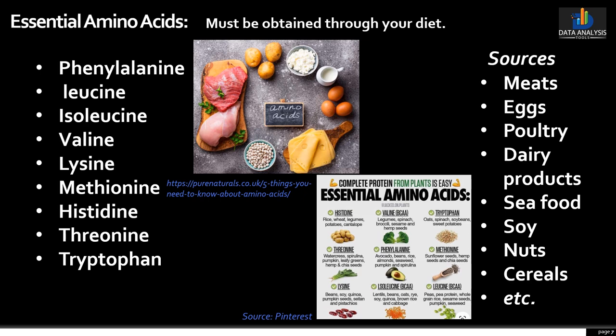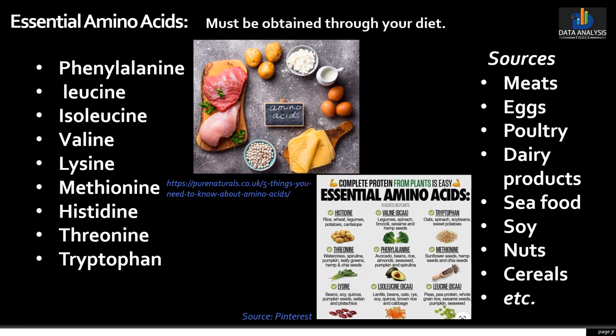Foods that contain all 9 essential amino acids are referred to as complete proteins. Complete protein sources include meat, seafood, poultry, eggs, and dairy products. As we can see in the list mentioned, animal proteins are called complete proteins because they naturally contain all 9 essential amino acids in each serving.